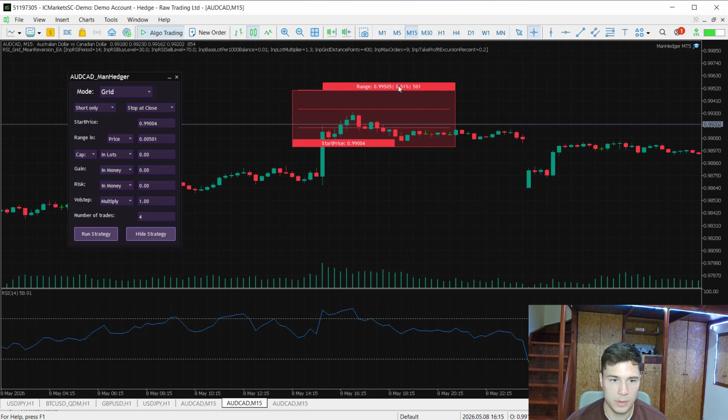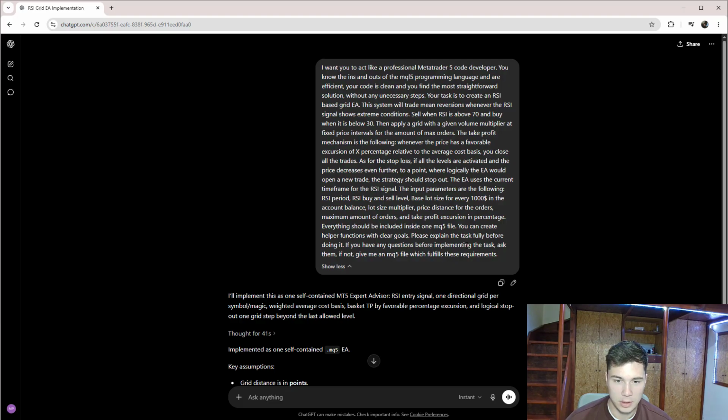It's very simple. Let's see how we can code it using AI. I'm sure most of you already know that there are many AI tools with which you can build actually reasonable expert advisors without writing a single line of code. Now today I've tested the 5.5 model of the ChatGPT, so the latest model. It actually gave me good results.